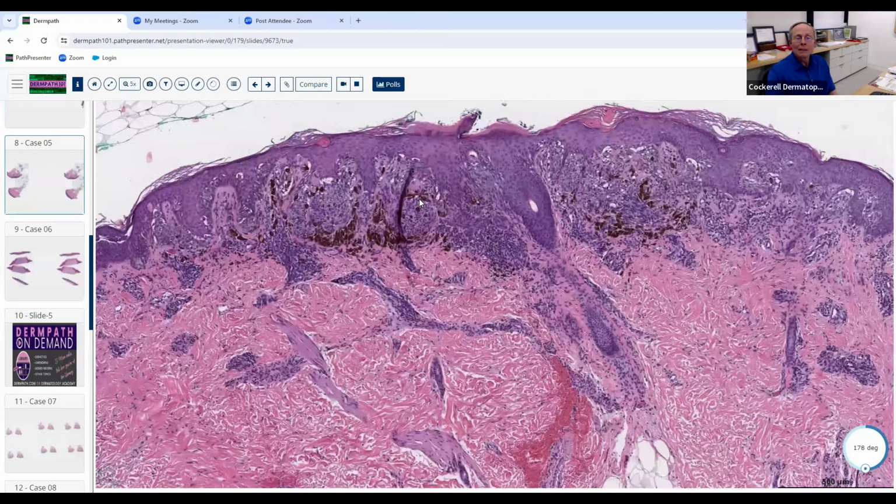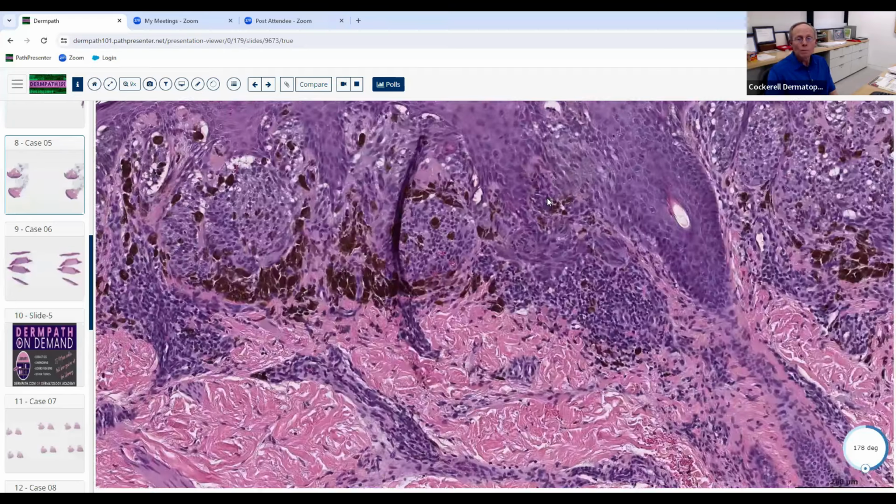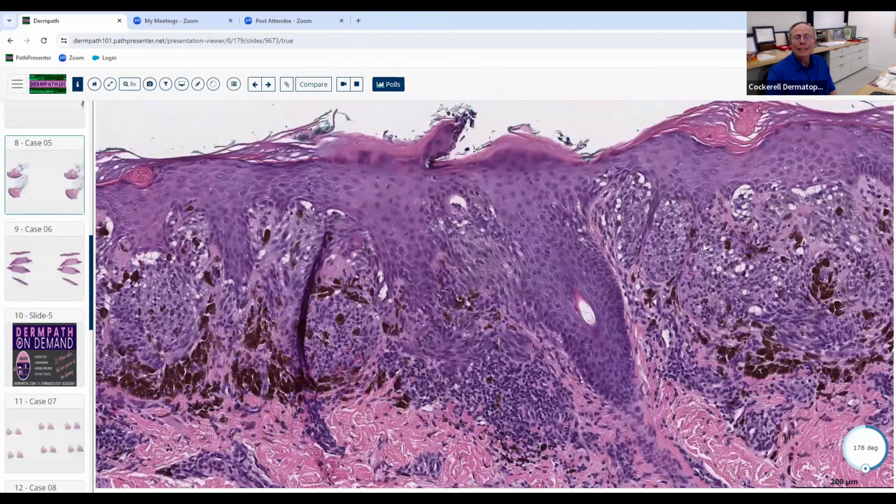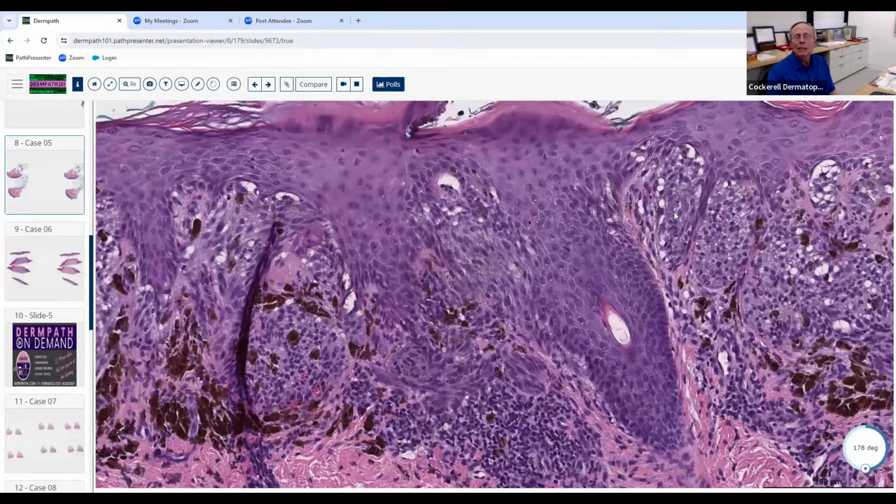But these lesions are benign. They're not going to kill the patient. This wouldn't be called an atypical spitzoid melanocytic lesion. This is just a compound Spitz's nevus in a young individual.